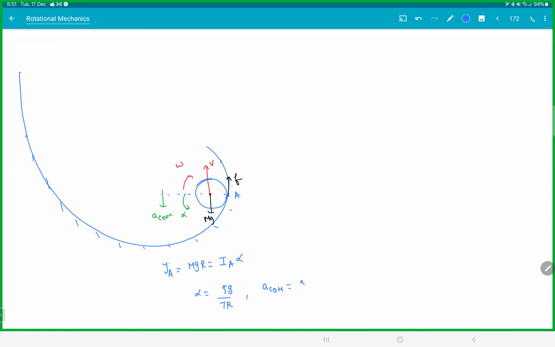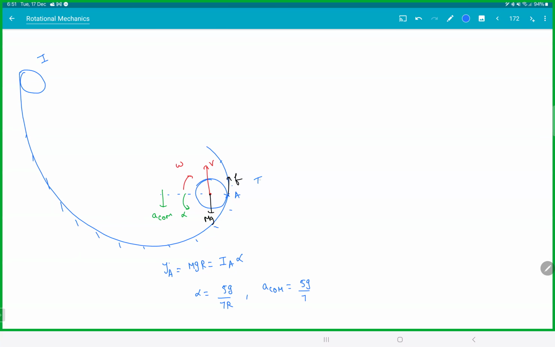And a center of mass will be 5g by 7. So the speed is actually decelerating. Speed is decreasing, right? So at that instant, the center of the sphere is going down with 5g by 7 acceleration, but velocity is still up. Alpha is also backward, which is 5g by 7r. And at this point, how to conserve energy? So the ball is released from here.